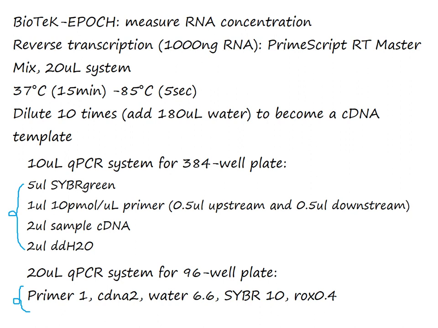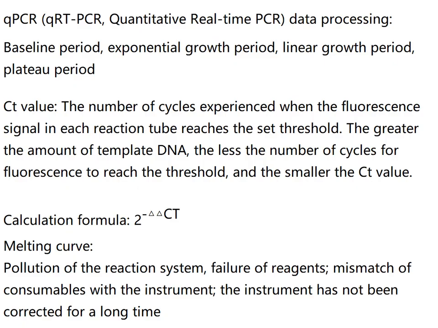Here are 2 systems for different well plates using SYBR Green as fluorescent dye. The cDNA amplification goes through 4 periods called baseline, exponential, linear, and plateau period. The cycle at which the fluorescence rises above background level, which is called the CT value, is used to quantitate the newly generated double-strand DNA.